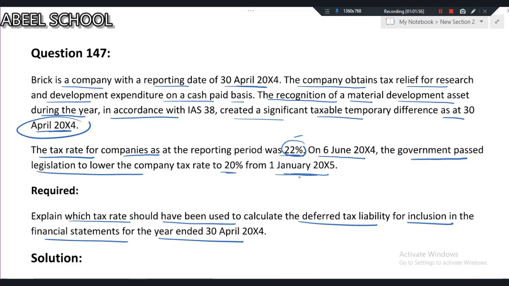Now listen carefully, dearest friends. We are right now at 30th April X4. The legislation is passing after the reporting date. If the legislation is passed after the reporting date, then it is a non-adjusting event according to IAS 10. So 20% will be applicable, but not from 30th April onwards. It will be applicable from 1st January X5. So simply, 20% is not enacted on the reporting date. Since 20% is not enacted on the reporting date, we'll be using 22%.